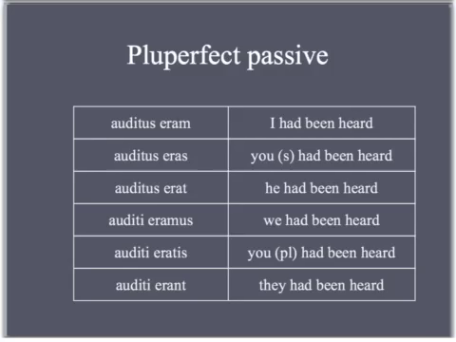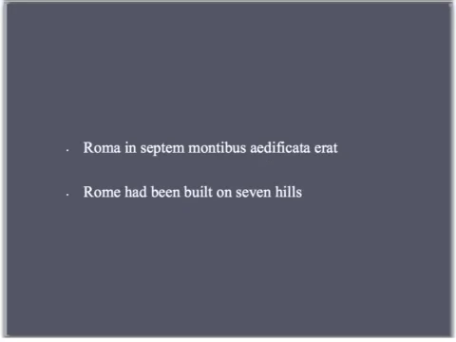If indeed this was the Amazonian women had been heard by Hercules, then it would be auditae with an ae, again, erant. Here's the same example, but in the pluperfect. Rome had been built. Aedificata erat. Again, it is the imperfect form of the verb to be that tells us that we are dealing with a pluperfect passive. Let's look at some examples of these.